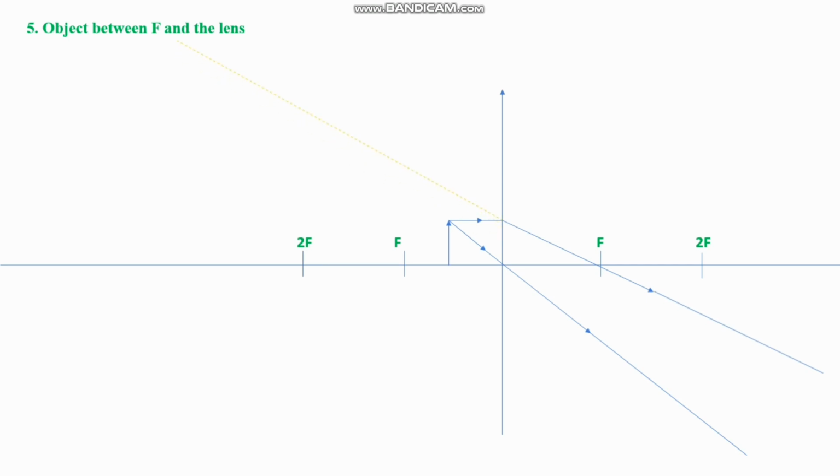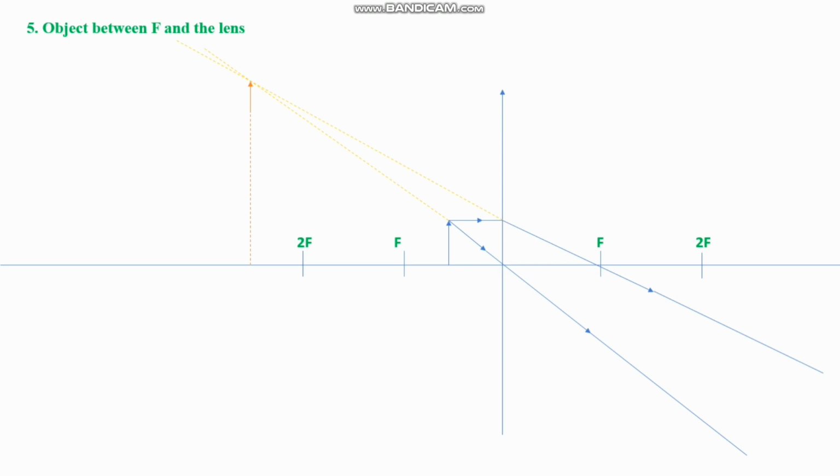So we have that one, we produce it backwards. I've used a different color so that you can be able to see. And also we produce that one. Where they meet will be the tip of our image. So if we produce these lines backwards, they will converge, but forward they cannot converge. So where they meet is the tip of the image, as you can see that one. So the image that is formed for this case is virtual.